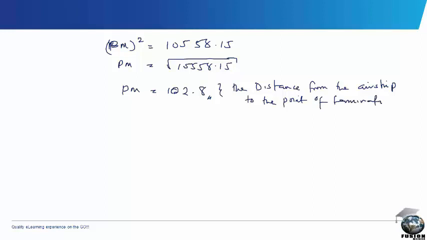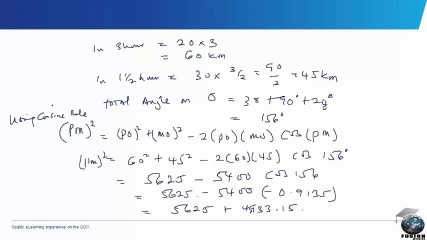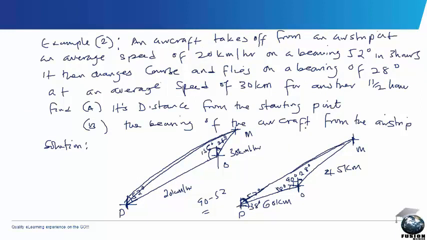Of termination. Okay, and so the second question says we should find the bearing of the aircraft from the airstrip. This is where the aircraft stopped at M, and this is the X strip. The bearing of the aircraft from the airstrip is not very hard. This is the airstrip, and then this is where the aircraft stopped.